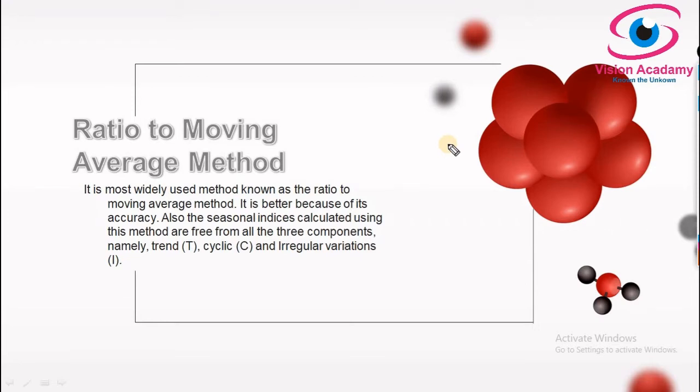Very important: the ratio to moving average method is the most widely used method across the globe because of its accuracy. It gives the highest accuracy, and very importantly it is free from trend, cyclic and irregular variation in the time series data. So this is the only method which gives the highest accuracy, and it is free from trend, cyclic and irregular variation. So we need to follow some steps to arrive at the seasonal indices.